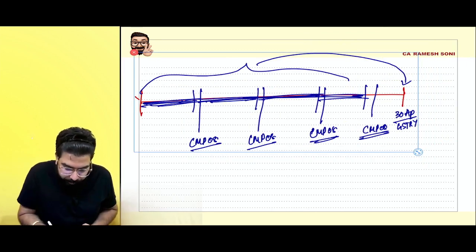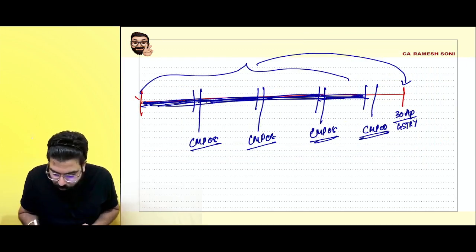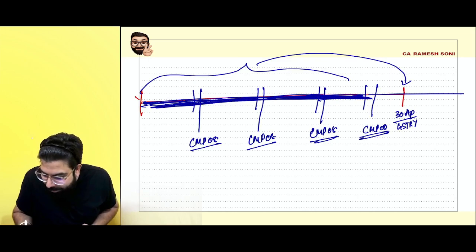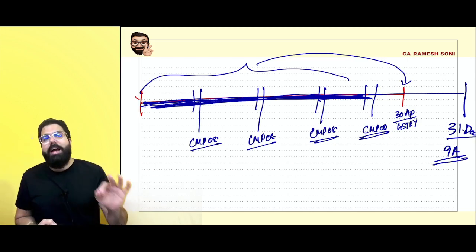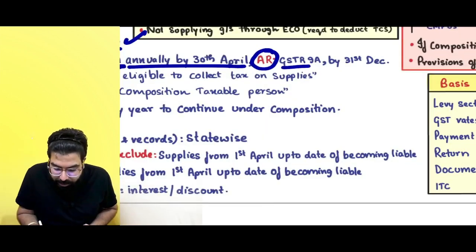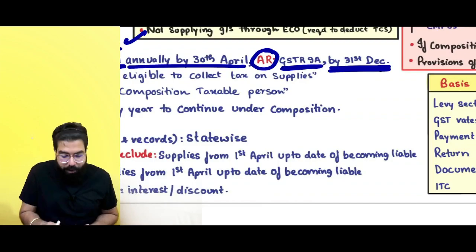Once the whole year gets over, by 31st December, you have to go ahead and file your GSTR 9A, which is your annual return. Yes sir, point is clear. GSTR 9A by 31st of December.